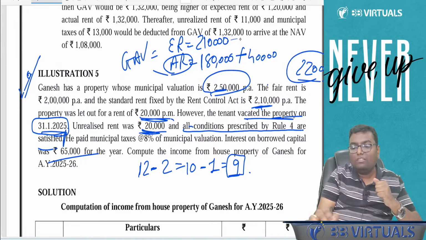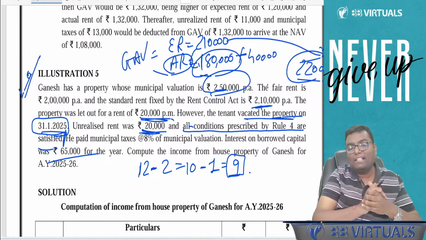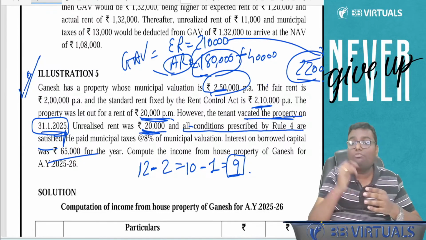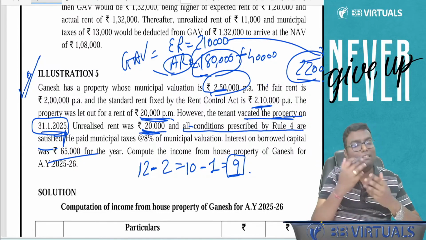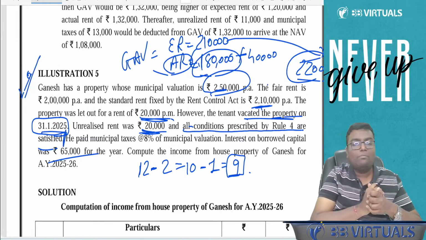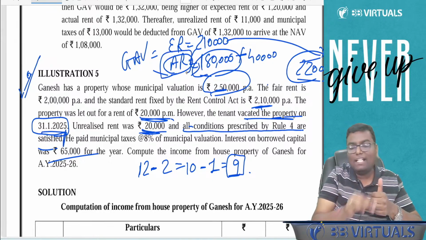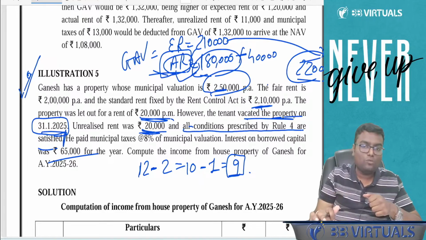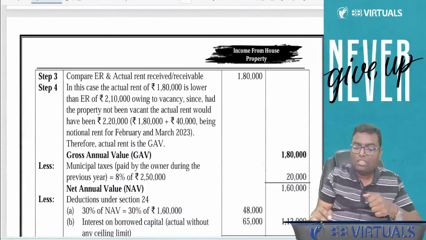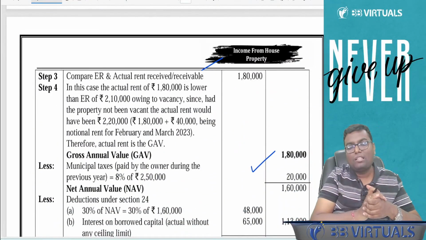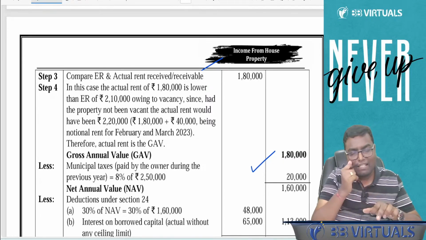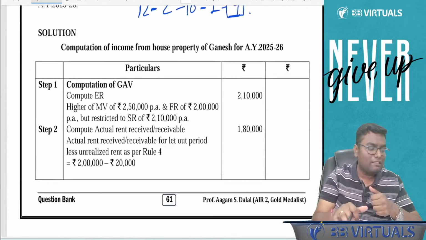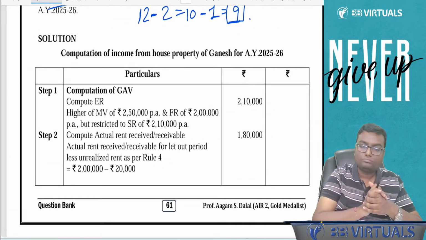At that time, it was more than expected rent. Today, it is less than expected rent. This happened because of vacancy. Government is ready to give me the concession and my GAV will be actual rent. That will be 1,80,000. So my gross annual value will come to 1,80,000. It is a very similar example which I gave you earlier. First, you have to reduce unrealized rent and then you have to see the concept of loss due to vacancy.